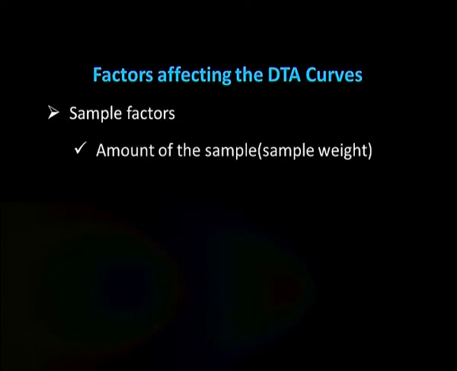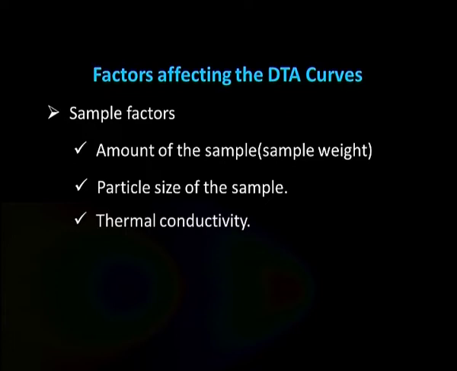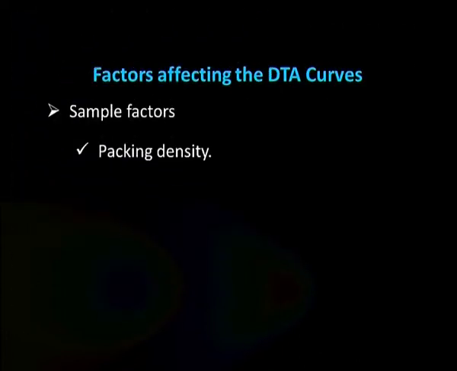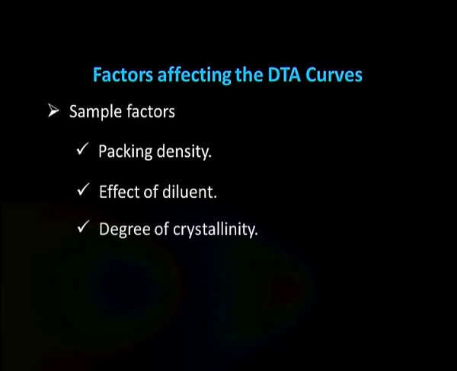The sample factors: the amount of the sample, that is, the weight of the sample which we have taken, also affects the DTA curve. The particle size of the sample, thermal conductivity of the sample, and heat capacity of the sample also affect DTA curves. The packing density of the sample, the effect of the diluent which is used, and the degree of crystallinity also affect the DTA curves.